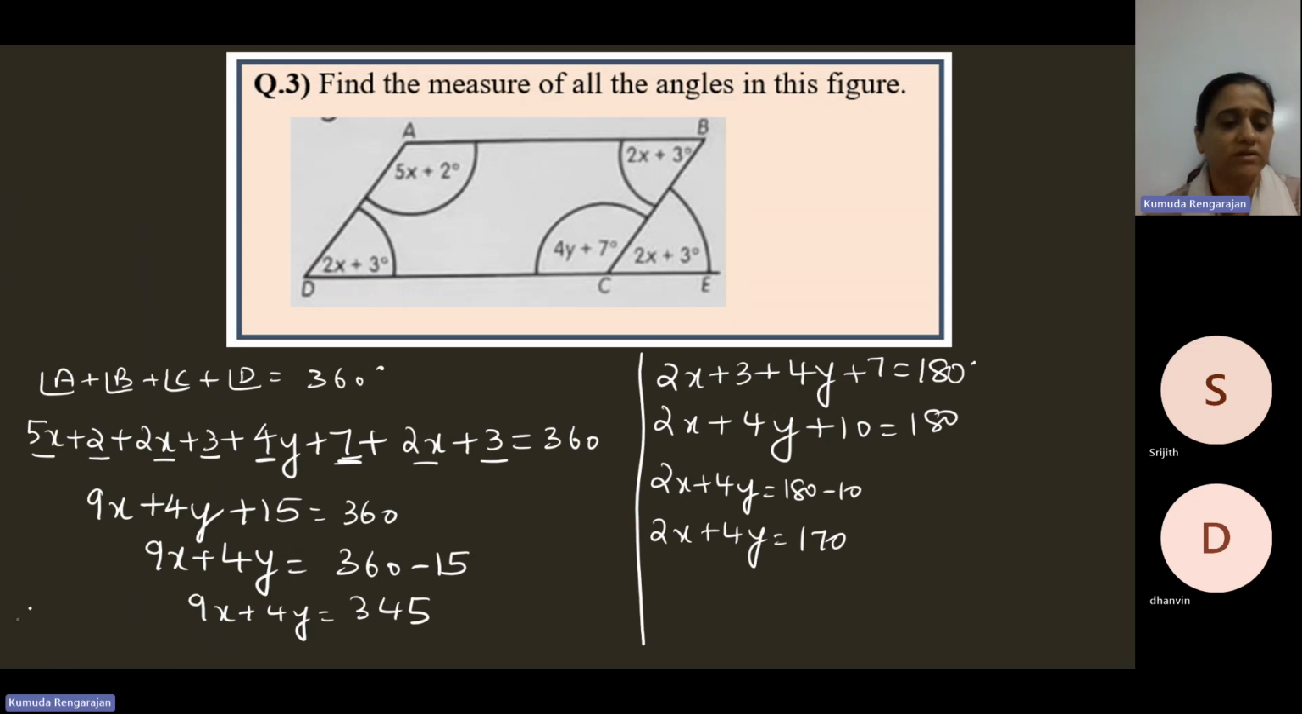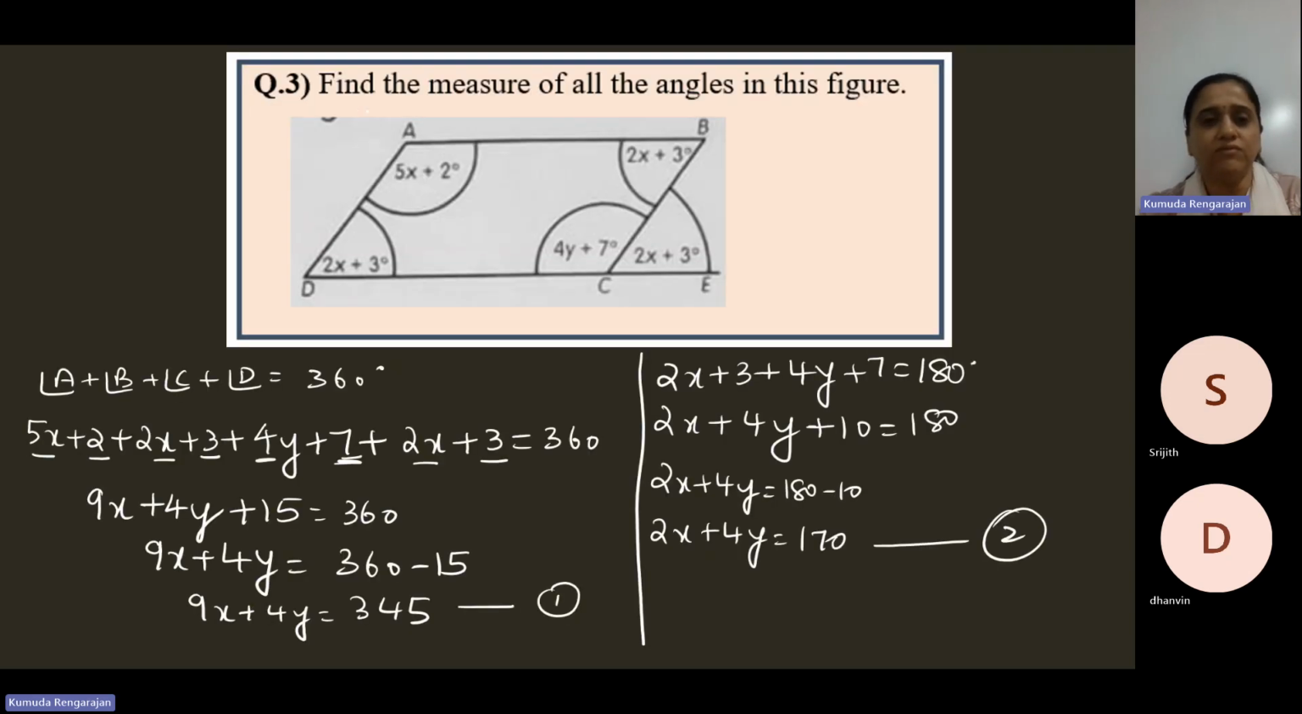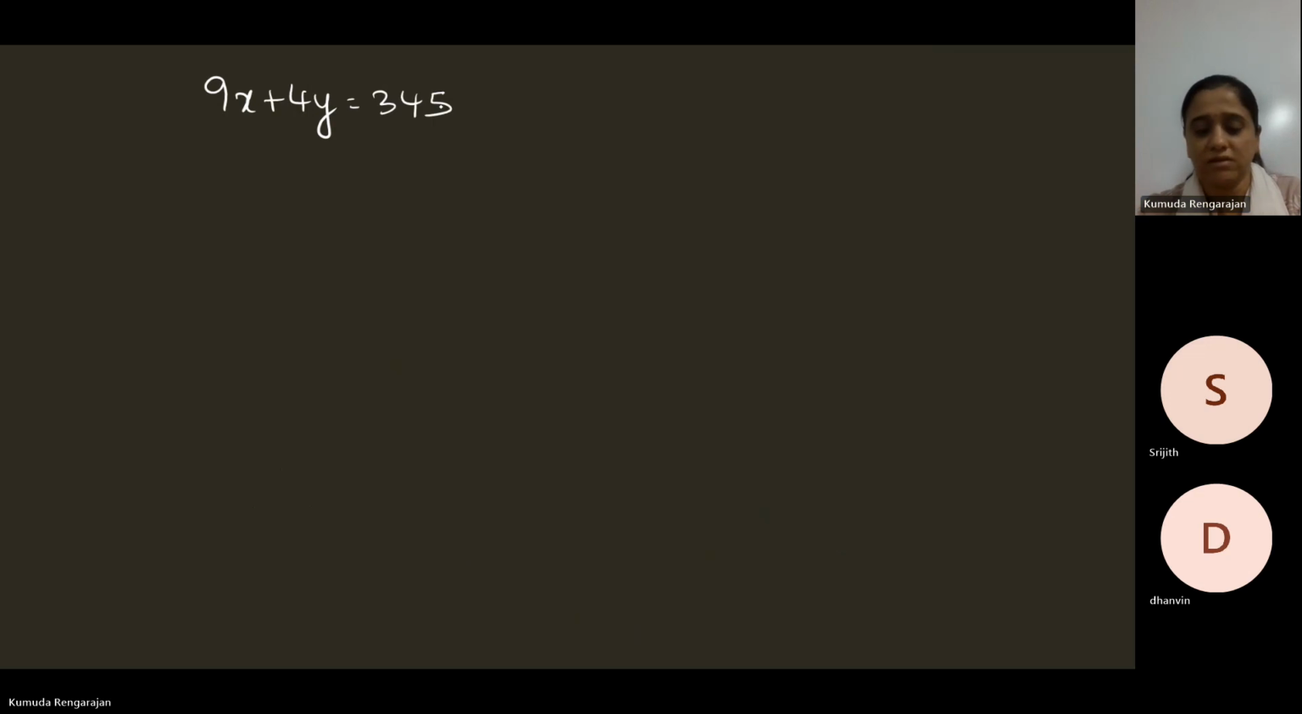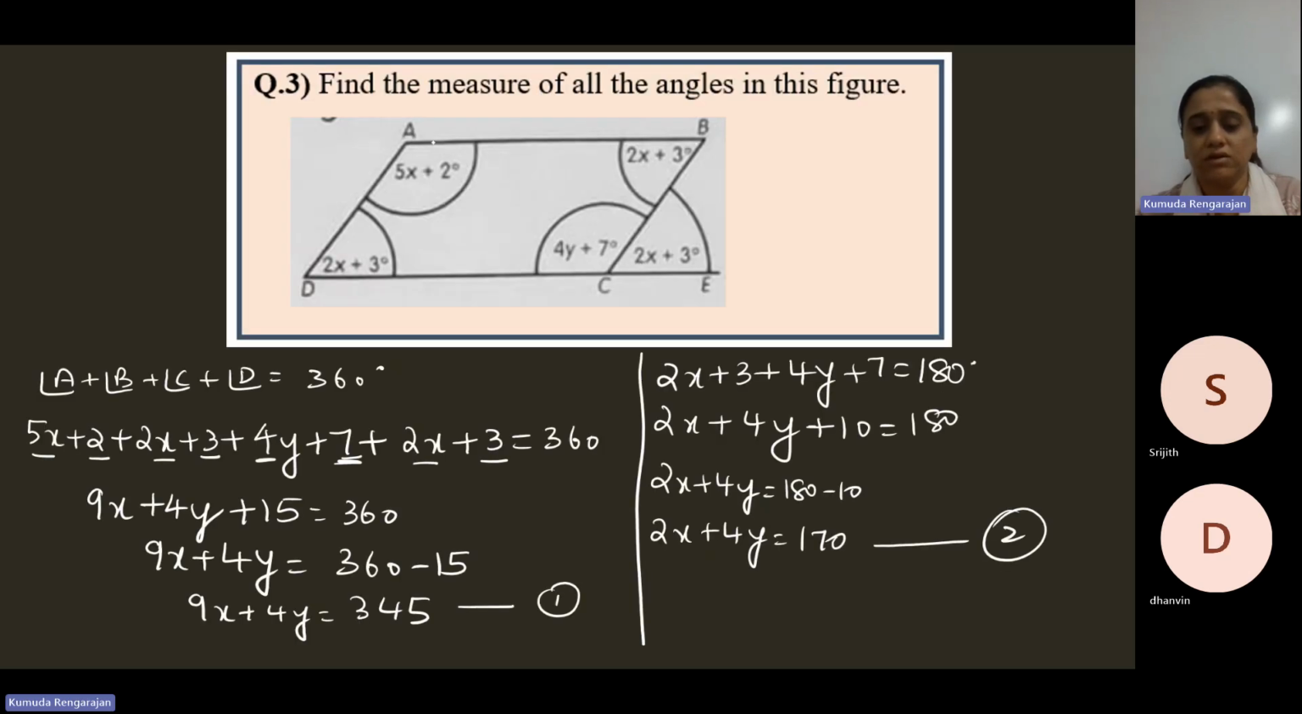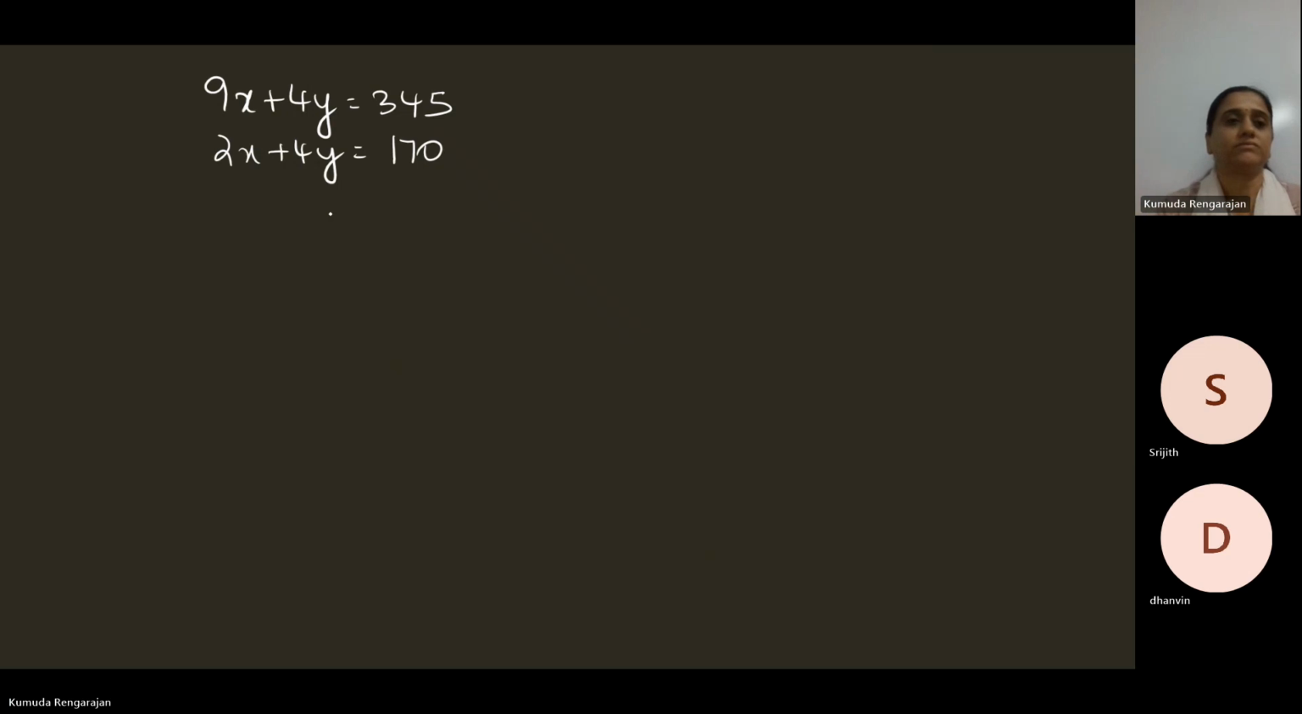Now what you have to do is mark this one as equation 1. Mark this as equation 2. And now write them one below the other. 9x plus 4y is equal to 345. 2x plus 4y is equal to 170. Correct.